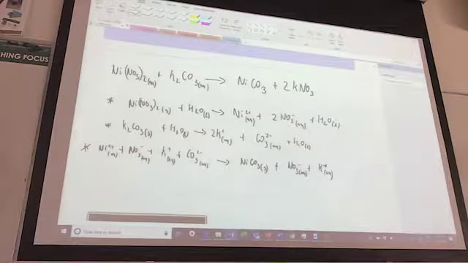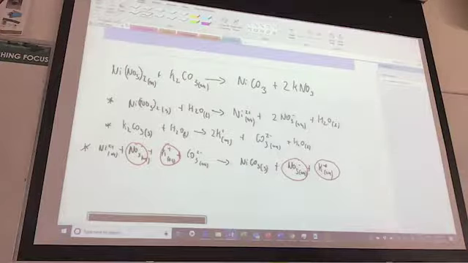Yep. So, are there some ions that are on both sides of the equation? Which ions are on both sides of the equation? So, the nitrate and the potassium. The nitrate. So these ions are what we call spectator ions. They don't actually take part in the reaction. So, because they don't take part in the reaction, when we're writing an ionic equation, we don't include them.